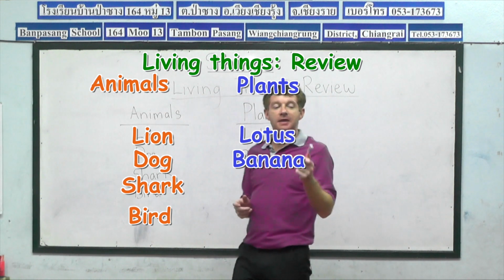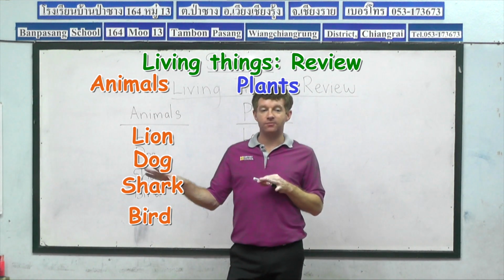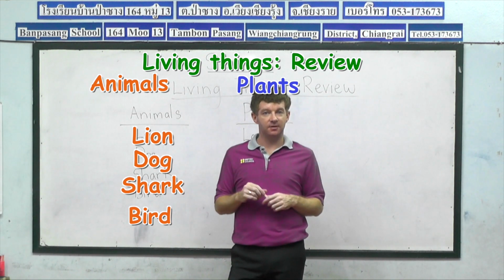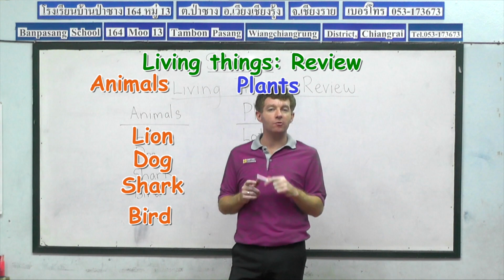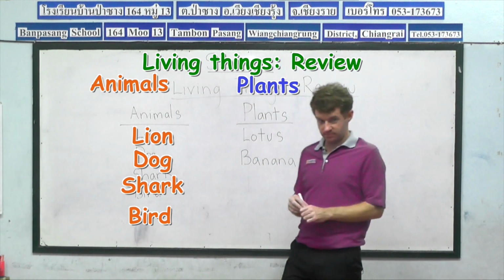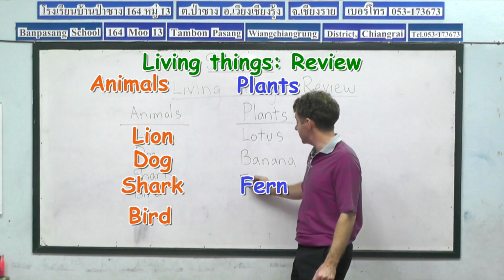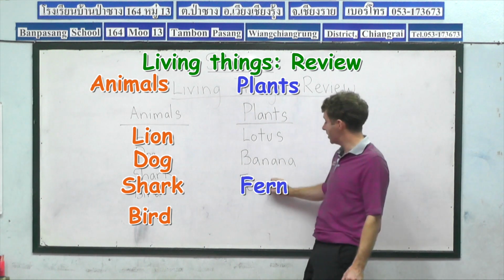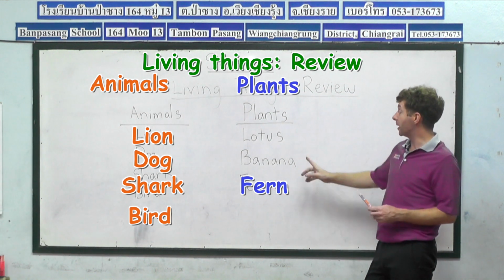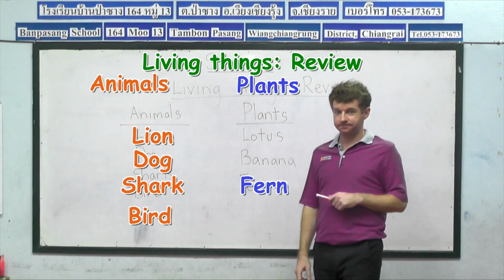And can anybody think of any other type of plants? Ones that don't have fruit, they don't have flowers, they just have leaves. These are what we call non-flowering plants. And I'll give you an example, a fern. Yes, fern, F-E-R-N. So we have lotus plant, banana plant, and fern plant.